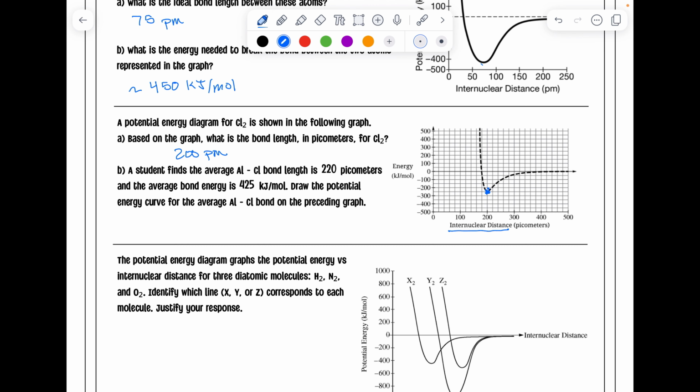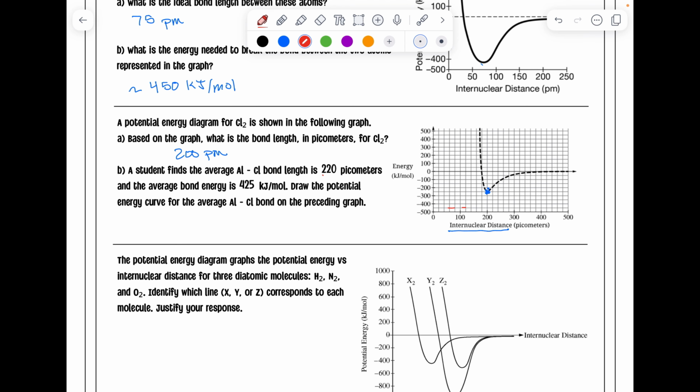It says the student finds the average aluminum chlorine bond length is 220 picometers with the average bond energy of 425 kilojoules per mole. Draw the potential energy curve for that aluminum chloride bond on the graph. Well, I'm just going to graph it. I'm looking for 220 picometers with 425 kilojoules per mole. So 425 would be right below 400.